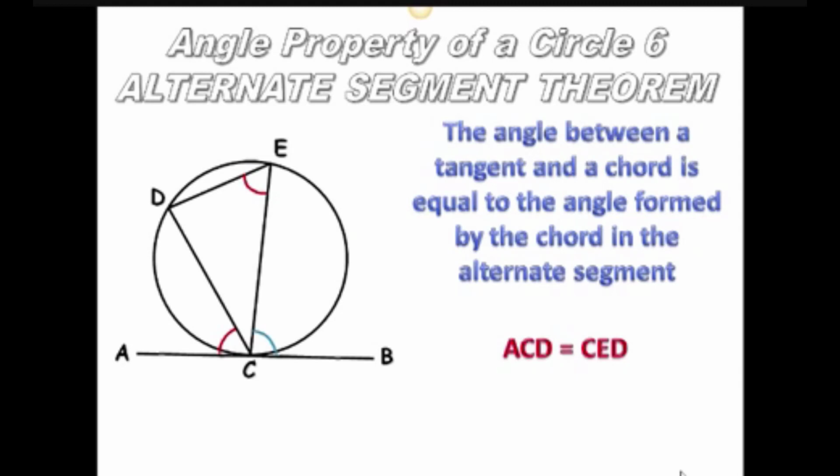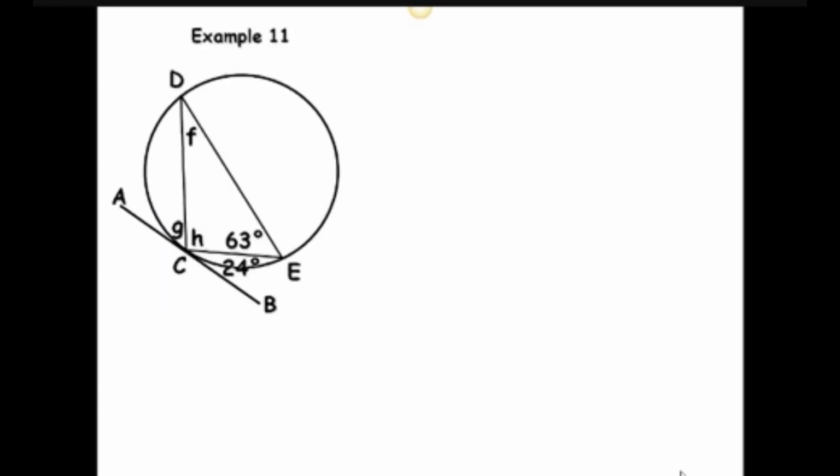Similarly, if we look at the other side, we've got the angle between the tangent AB and the chord CE, so it forms angle BCE. Well, from the same point, the chord in the alternate segment would be chord CD. So look at the angle there; those two angles are the same. So again, angle BCE equals CDE. Okay, let's try and explain this with a couple of examples.